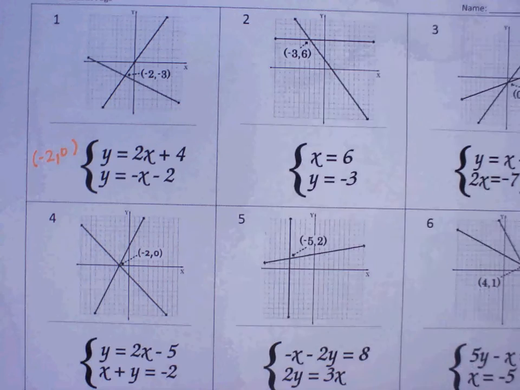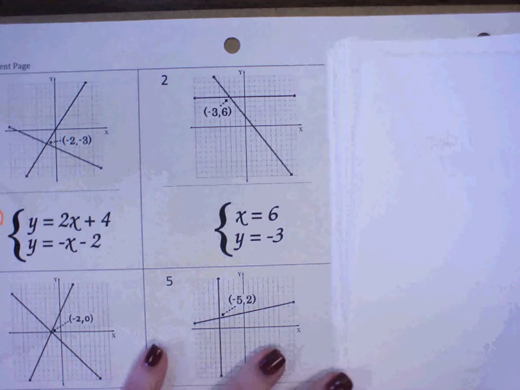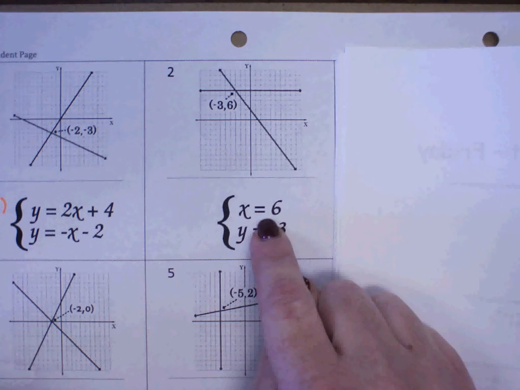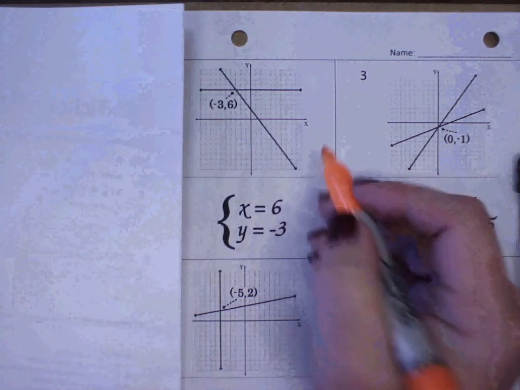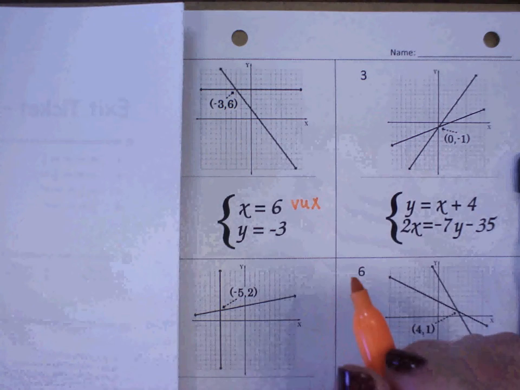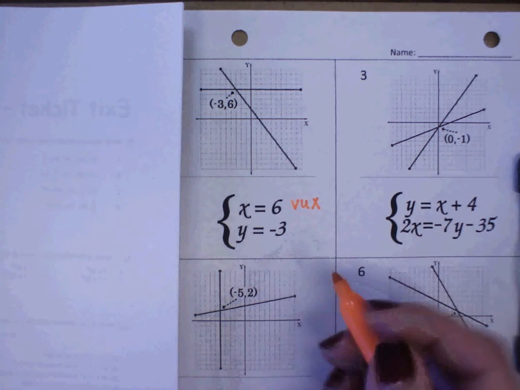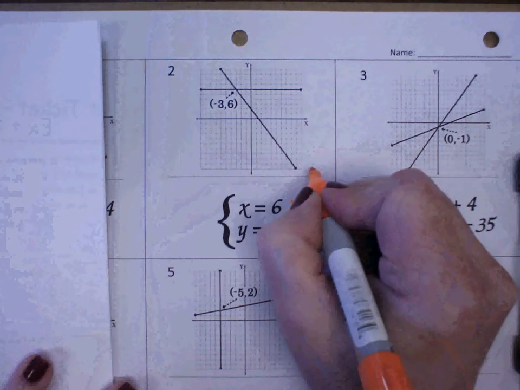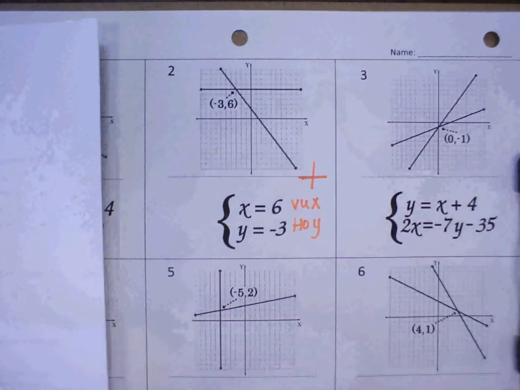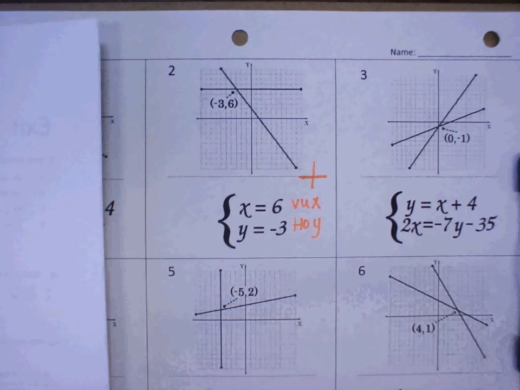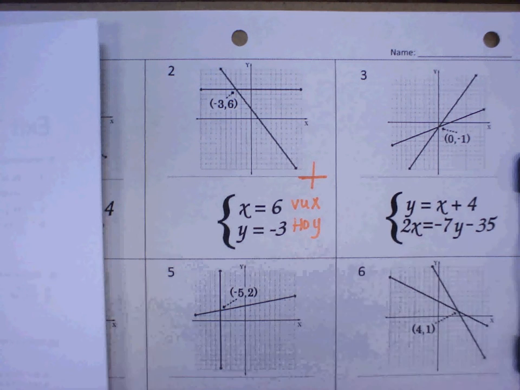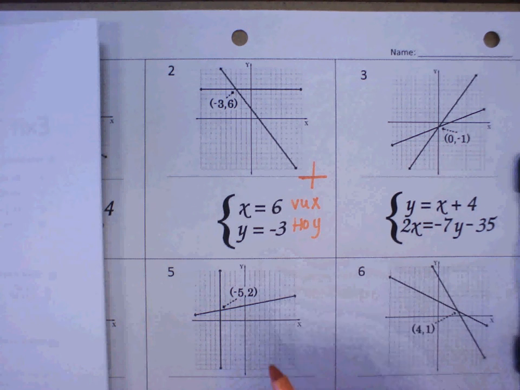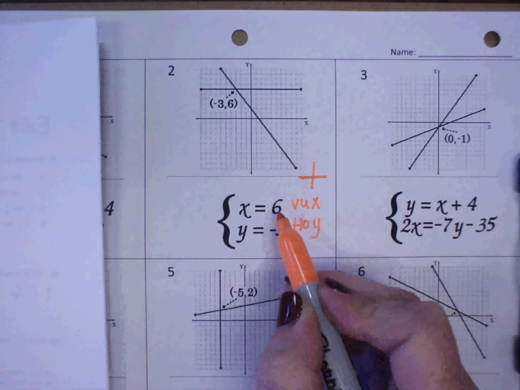All right, so this is a line where x equals 6. That's vertical, right? But then the other line is y equals negative 3, which means it's a horizontal line. So if one is vertical and the other one is horizontal, what kind of lines are they? Perpendicular. So they can only meet in one point. What point is that? 6 and negative 3, because x can only be 6 and y can only be negative 3.